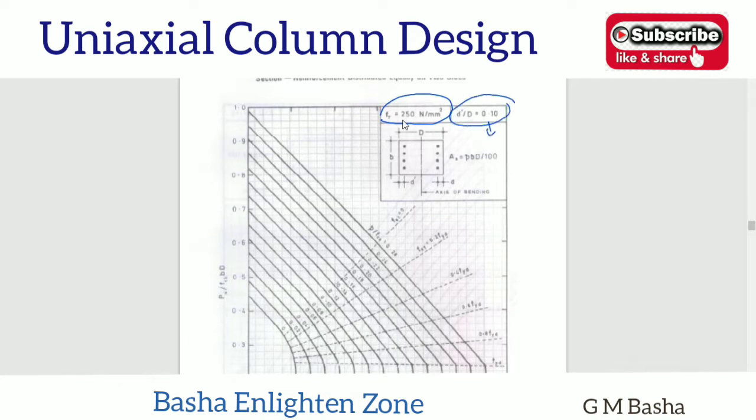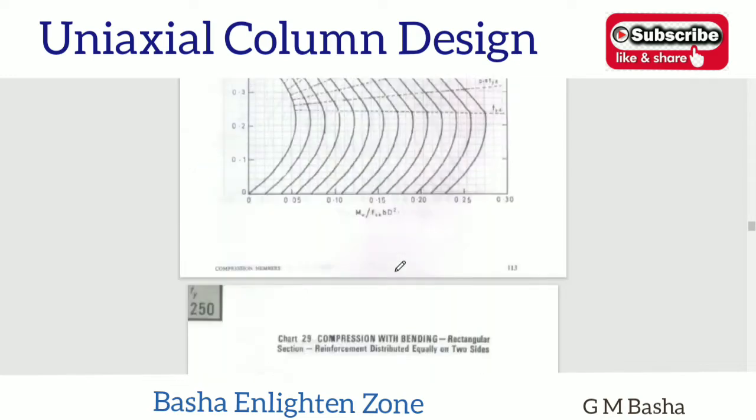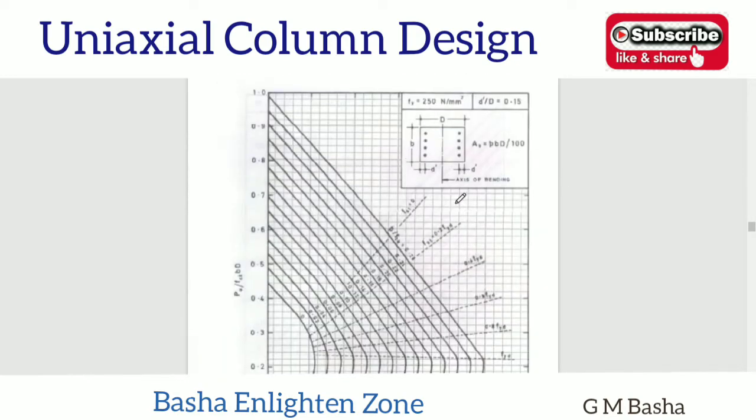I will explain what d dash by d is. Here the reinforcement equally on two sides means this side it will be 4 and this side it will be 4. So equally on two sides means whenever in our question they mention Fe 250 steel, and if you get d dash by d ratio equal to 0.10, at that time you have to use this type of chart. And if you want to provide reinforcement equally on both sides, for example, move to the next chart.